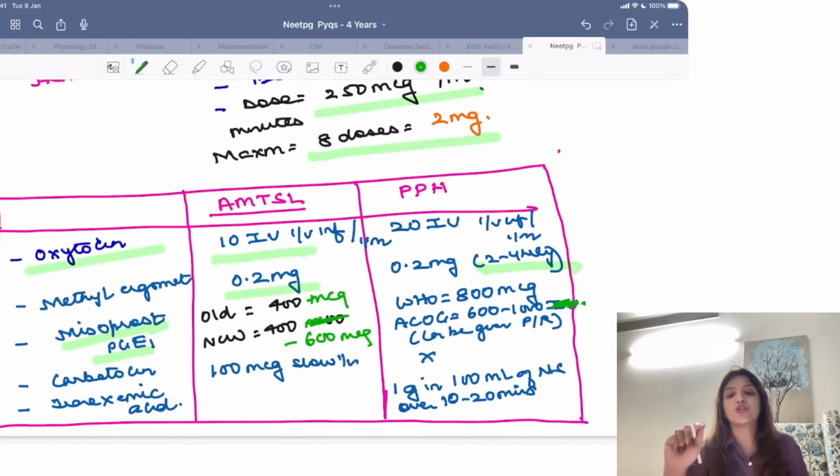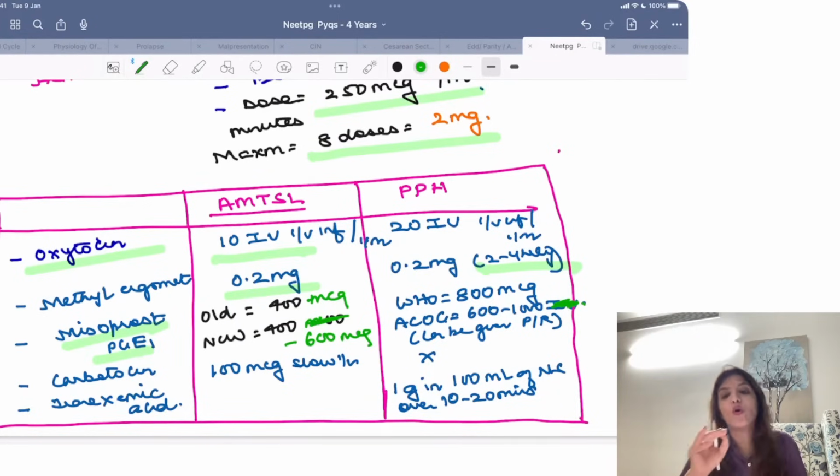If they do not mention in the question whether they are asking about ACOG or about WHO, you have to tell the dose recommended by WHO, that is 800 micrograms. You are going to mention 600 to 1000 only if they ask you about the dose recommended by ACOG, right? Carbetocin is, what is carbetocin?